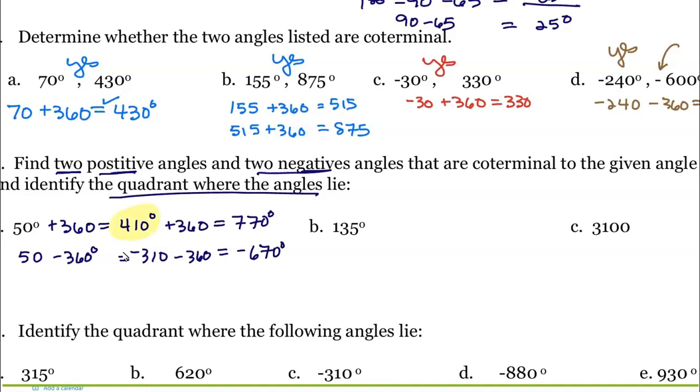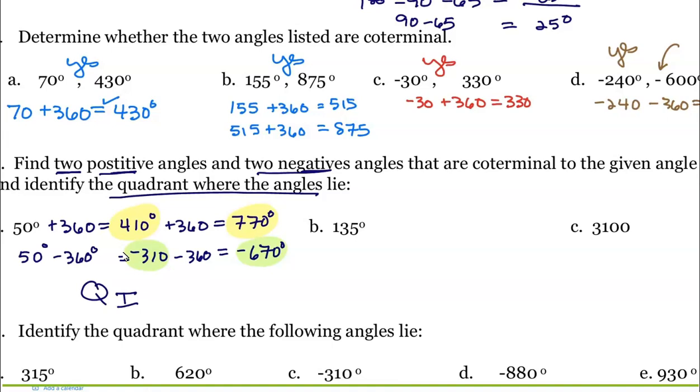Here's a positive coterminal. Here's a positive coterminal. Here is a negative coterminal. Here's a negative coterminal. Okay, what quadrant are they in? They have to be in the first quadrant because that's where 50 degrees is located. Okay, so quadrant 1 is what I want. Everything's going to be in quadrant 1.